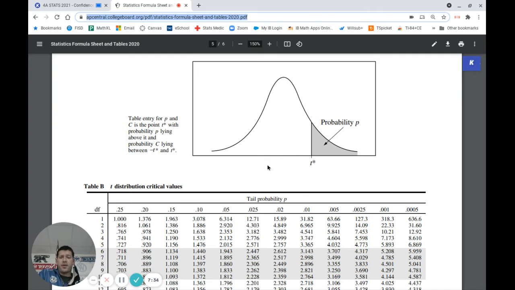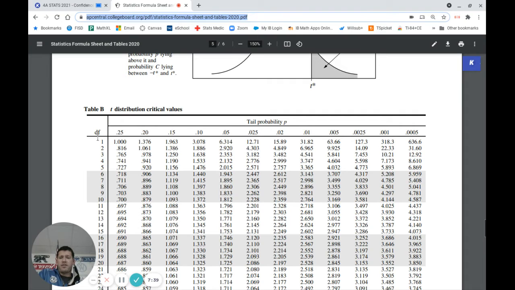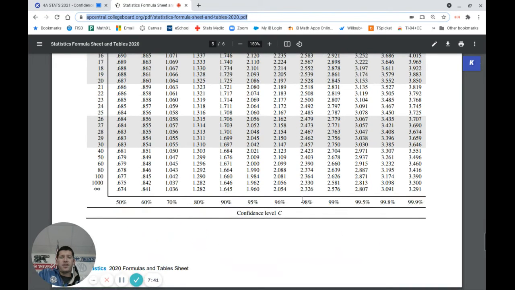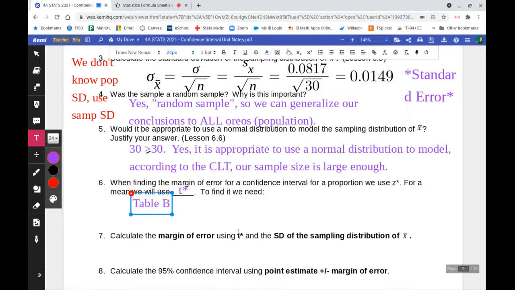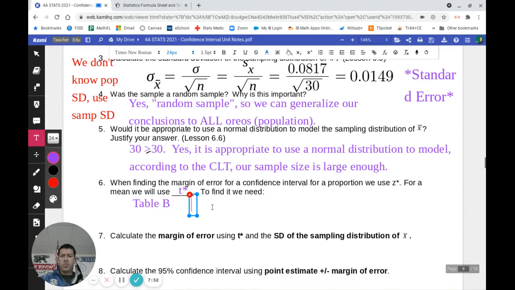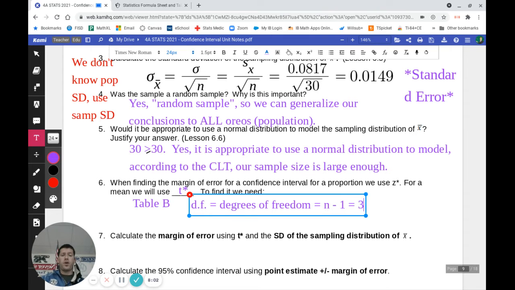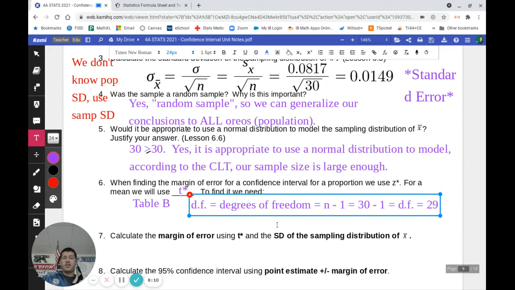How to use it, it's a little bit different. What I recommend is figuring out what DF on the left side means and then using the confidence level on the bottom. So let's talk about what that DF means. DF means degrees of freedom. And how we calculate that is we take the sample size and subtract 1. So in this case, our sample size was 30, so subtract 1. So our degrees of freedom is 29 in this scenario.